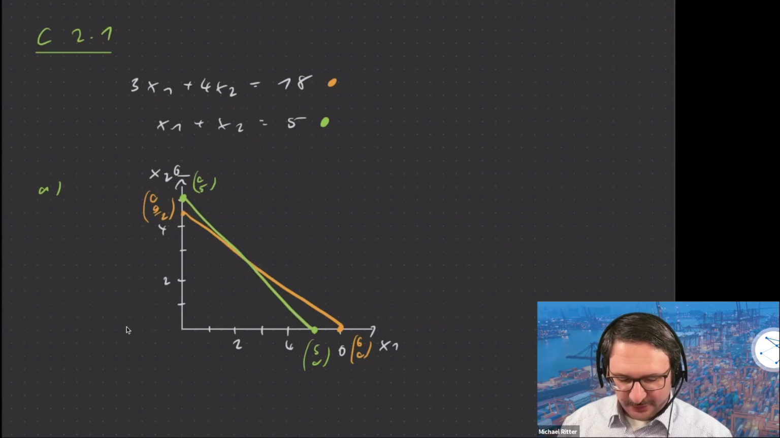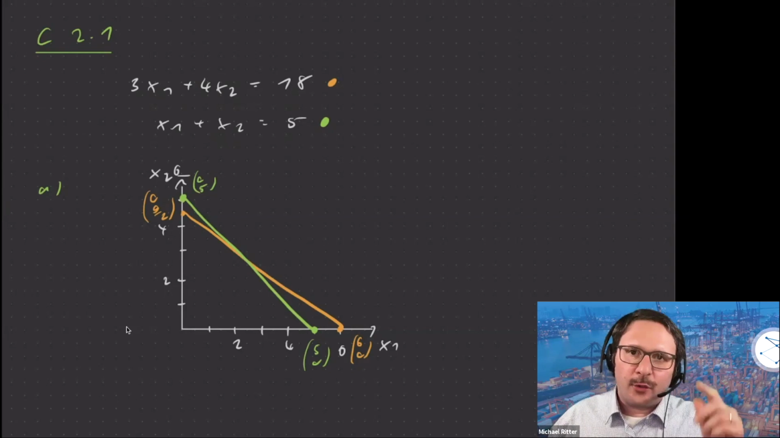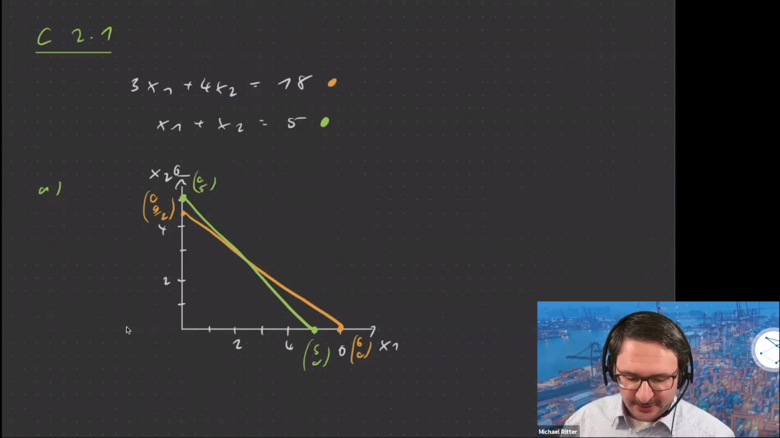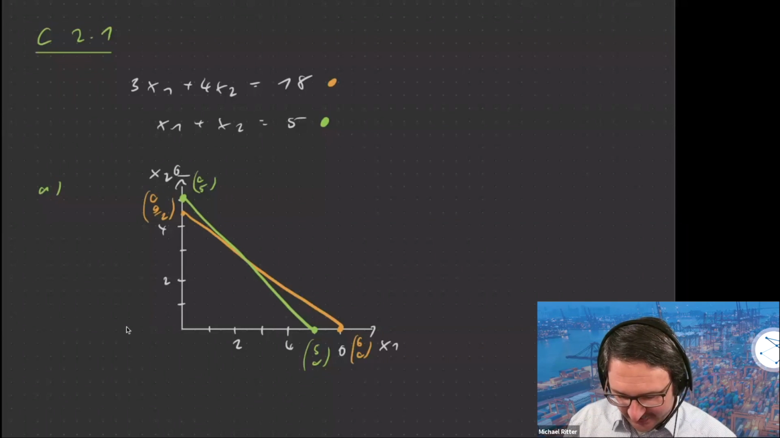Okay, so any point on one of those lines solves the corresponding equation. And for the equation system, of course, we need a point that solves both equations at the same time. So we need a point that is on both lines at the same time. And that point is exactly where those two lines intersect, of course. So this point here, that will be the solution.